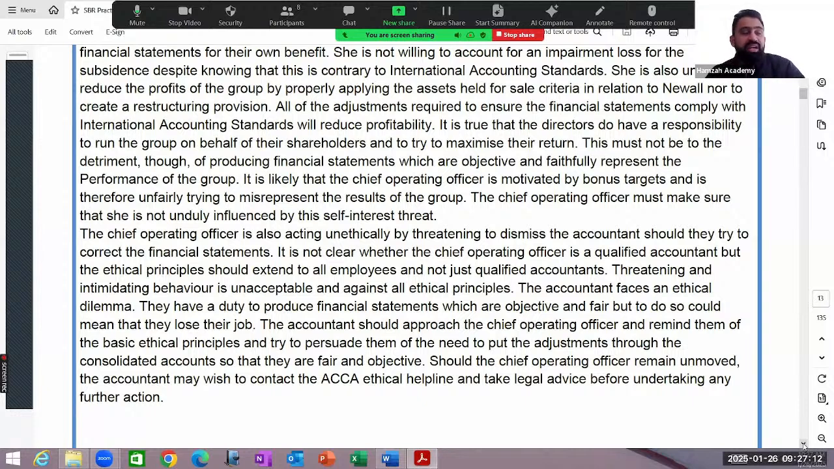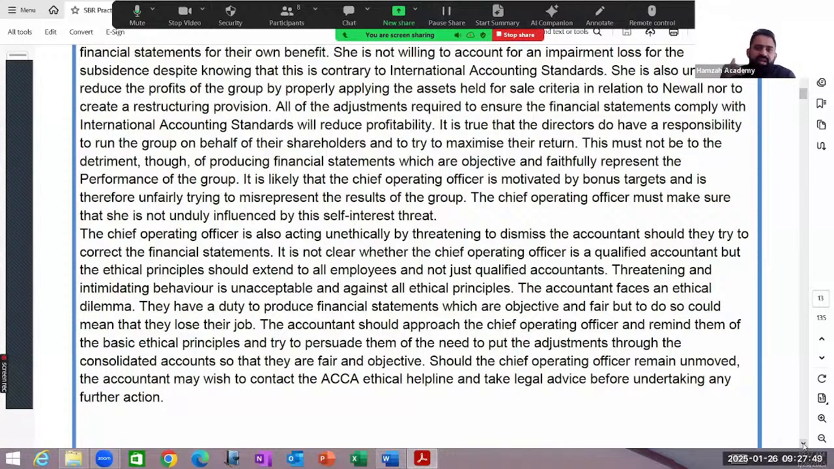But when they contact the ACCA helpline, they should keep in mind the principle of confidentiality. So if I am a professional accountant involved in that situation, and I have to contact the ACCA, I will contact them without mentioning the name of the company, without mentioning the name of my employer. Maybe I am not even mentioning my name, but I am giving them a scenario. Okay, this is a scenario, and that is a problem. Please advise me what is the best course of action. So these actions the accountant can take.